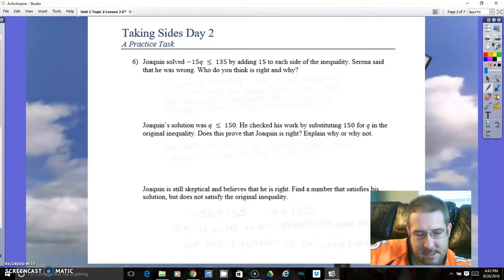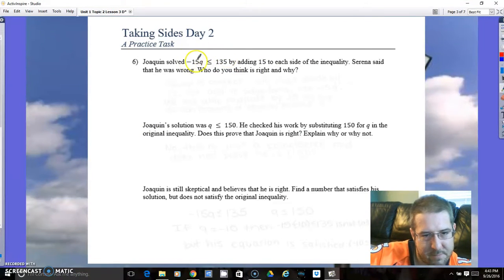Alright, so in this lesson, I know I was not here with you to do this with you, but the first question says, by adding 15 to each side of the equality, do you think that would be right? Well, if you add 15 to both sides, that's not going to get rid of negative 15 cubed because this is multiplication. And the opposite of multiplication is division, not addition. So that's not going to get rid of that negative 15.